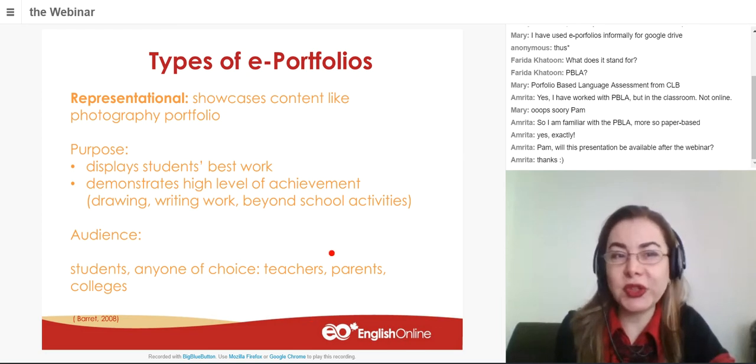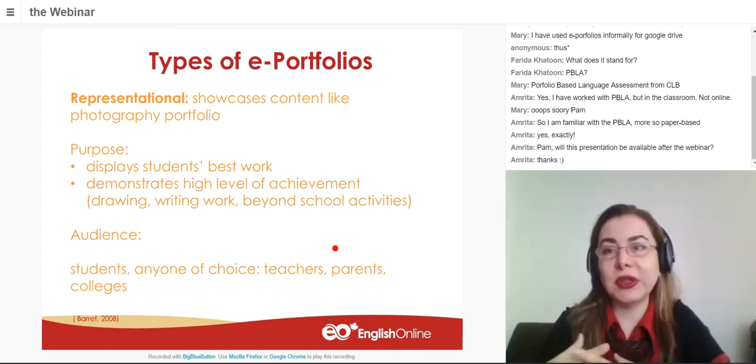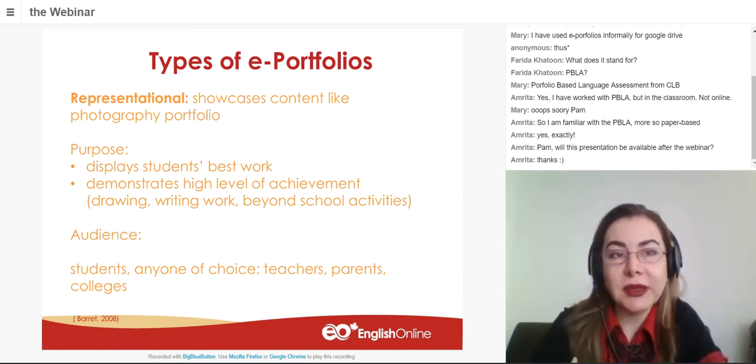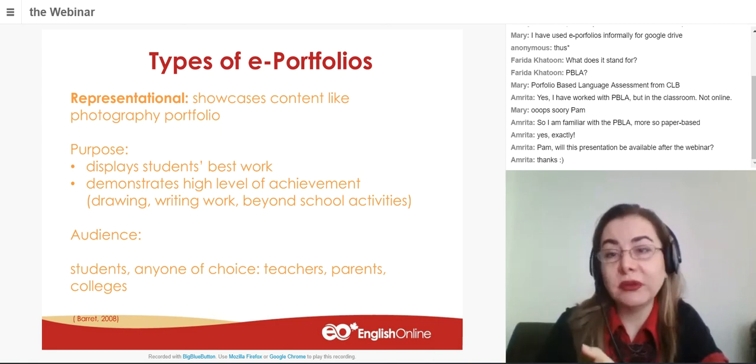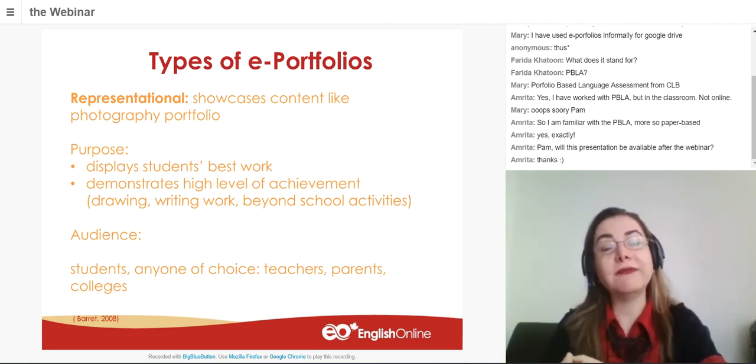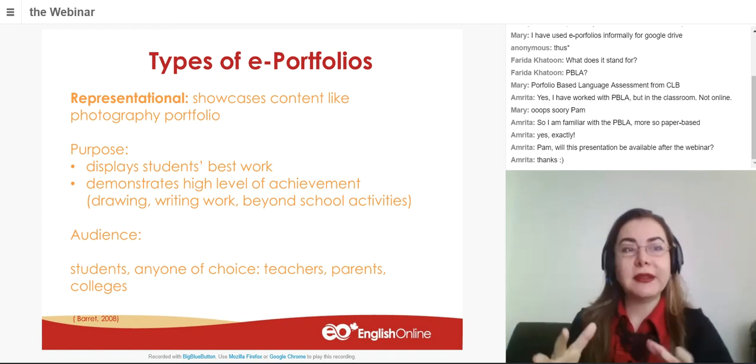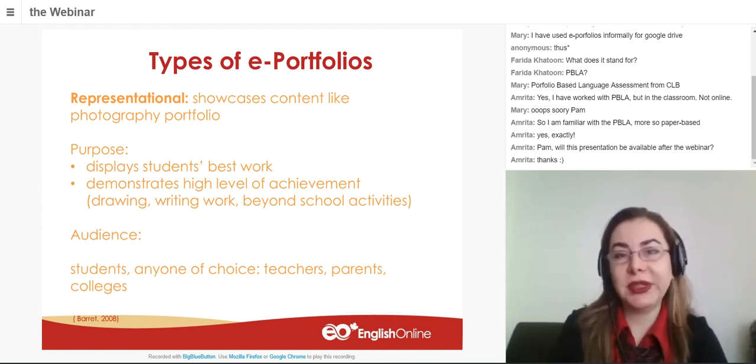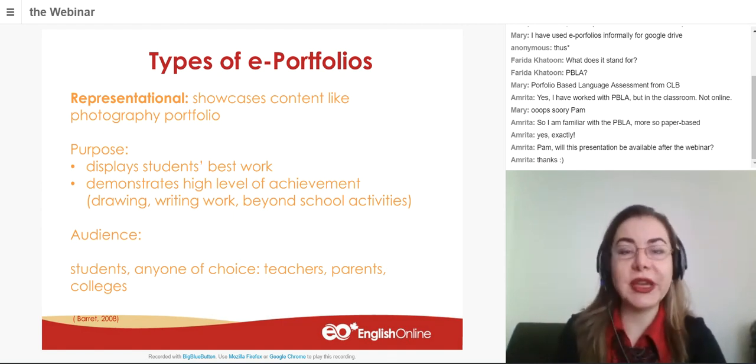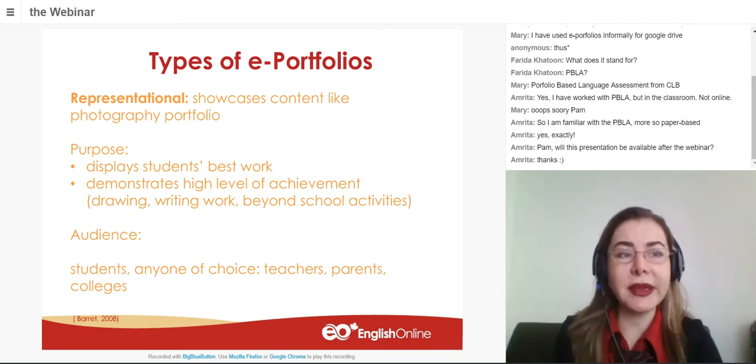So any questions so far about these categories? Sometimes they sort of intermingle, and you can have many times actually, you can have one e-portfolio that includes the three purposes or the three types, depending, I guess, on the tool you are using.